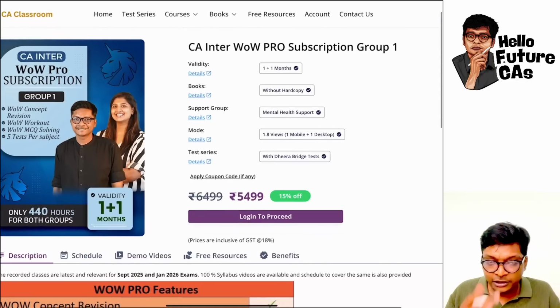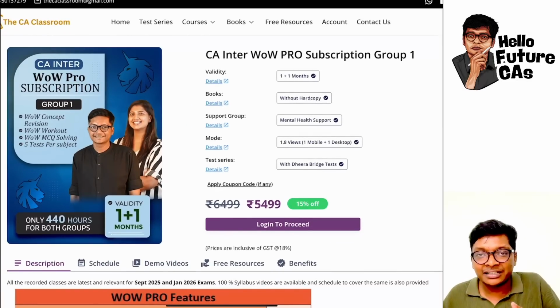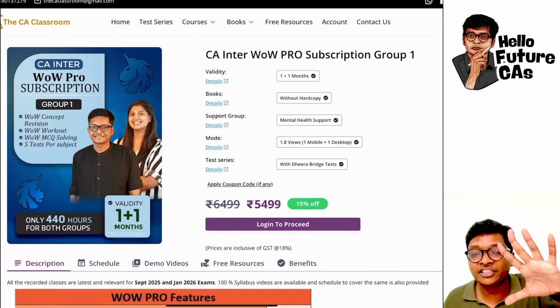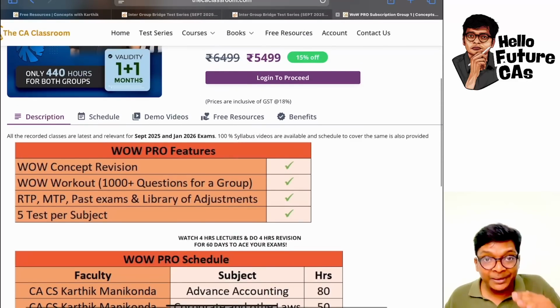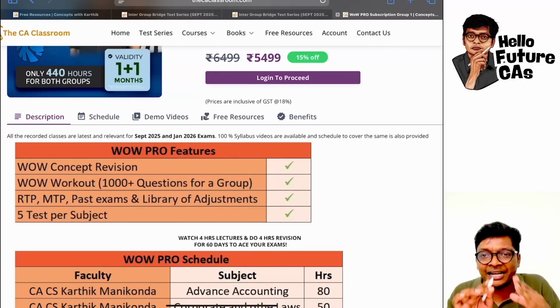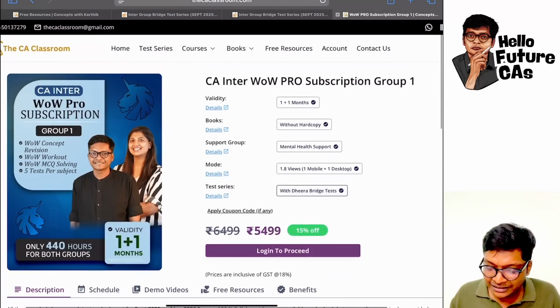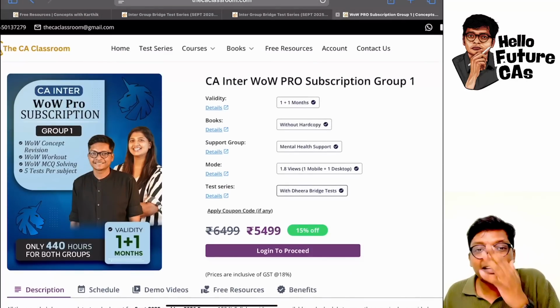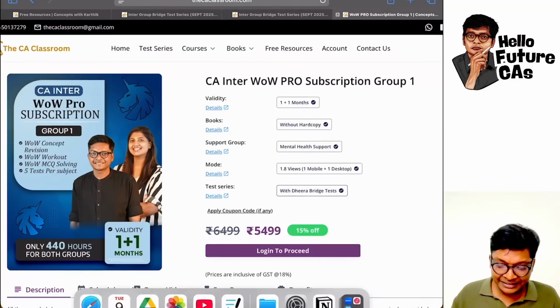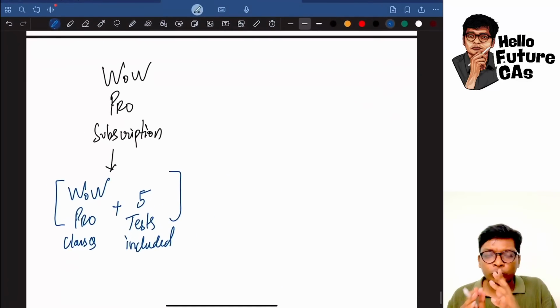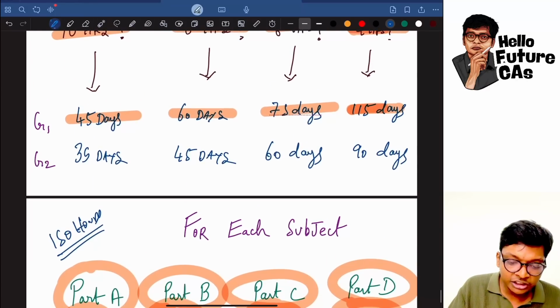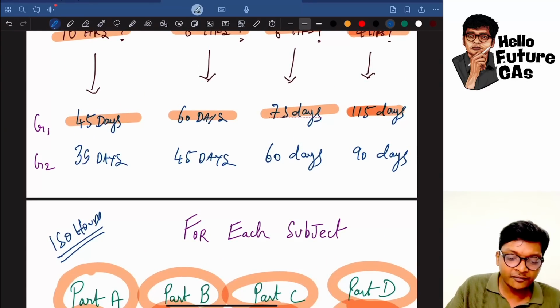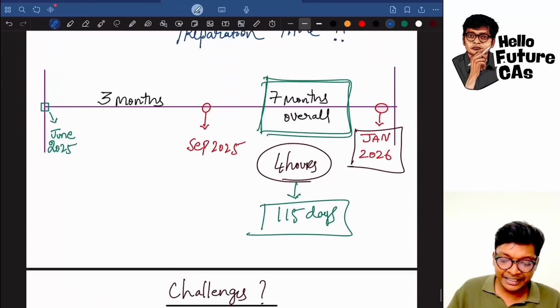The only difference in Wow Pro compared to all our classes, let me repeat, guys, is that you only get the revision classes. I won't call it revision. It is basically revision plus workout of 1000 plus questions plus RTP, MTP. The difference here is it comes inclusive of test series. It comes inclusive of test series, guys. That's it. That's why I spoke about these classes towards the end. And for those students who want it, the schedule is available on our website, guys. You can always take it from the website.